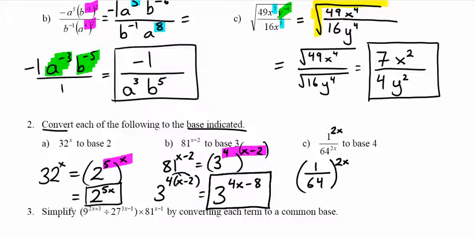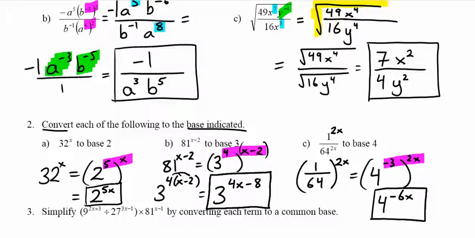So now I'm going to take this 1 over 64 and I'm going to write that as some power of 4. So looking on my exponent table, I can see that's 4 to the power of -3. Okay, negative exponents give fractions. Now combining the two exponents through multiplication, -3 times 2x is -6x. And this can help you simplify really complicated expressions.